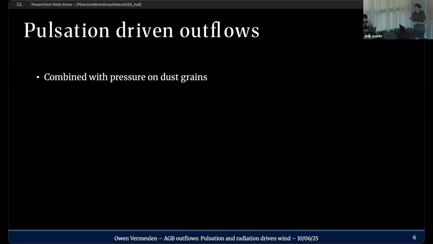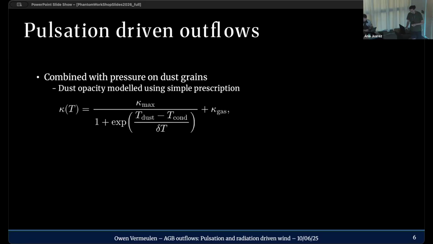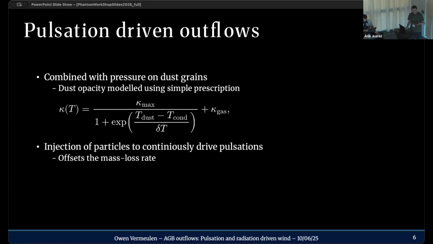We then also combine this with radiation pressure on dust grains, because otherwise your velocity is too low to actually escape the system. But instead of using a full dust formation theory or the other approach for dust, we just assume some simple opacity of dust using this prescription. Essentially, your dust opacity is just a function of the temperature. One caveat of this method is that after some time, particles will start to escape the system, which means that subsequent shocks become less and less strong. So I also implemented a way to keep injecting particles to offset the mass loss rate, so that you can continuously drive these pulsations.